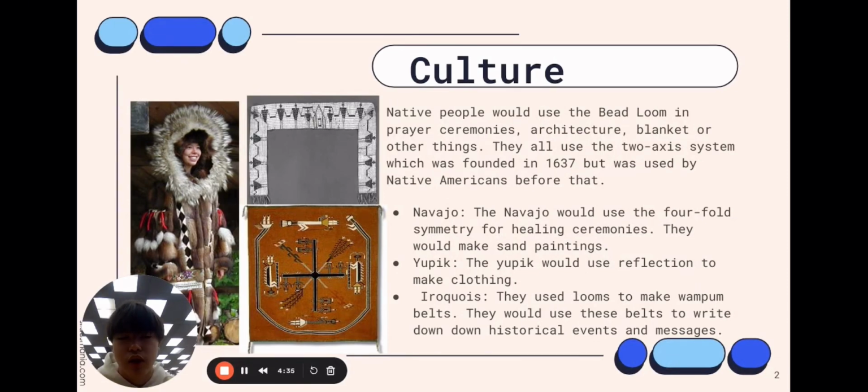The Yupik would use reflection and make clothing. And the Iroquois would use looms to make wampum belts. These belts were used to write down historical events and messages.